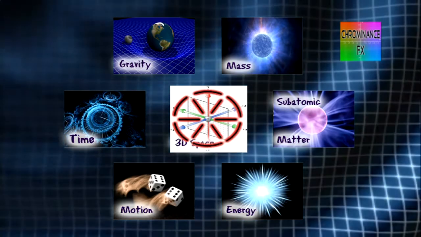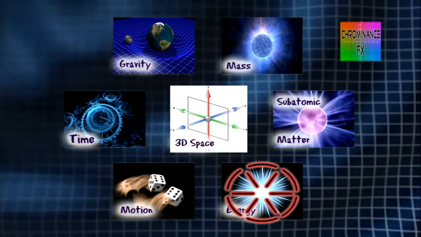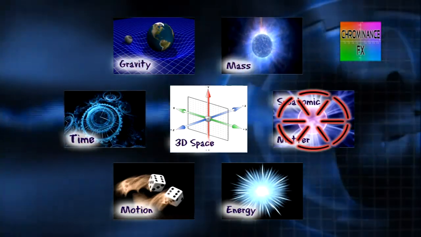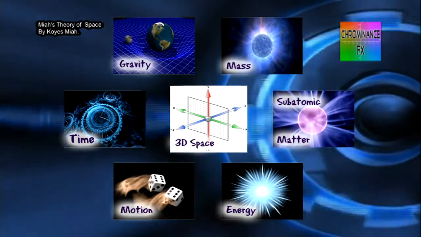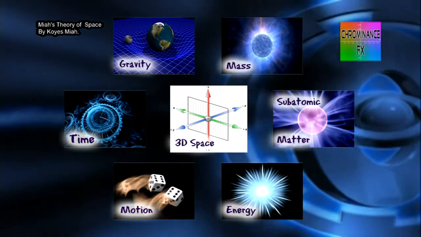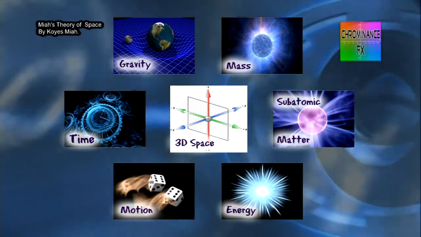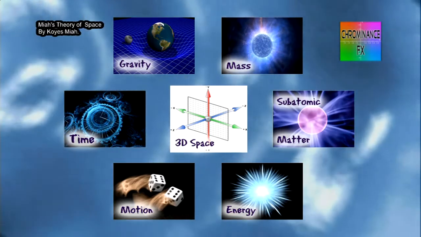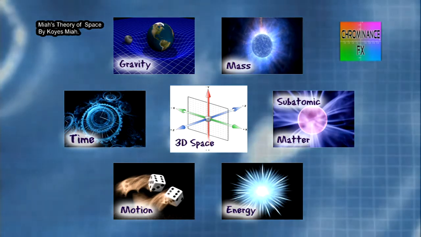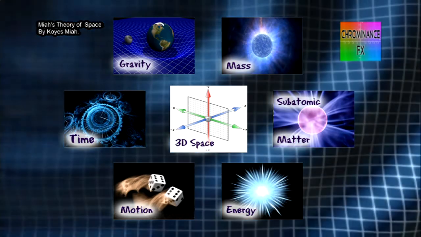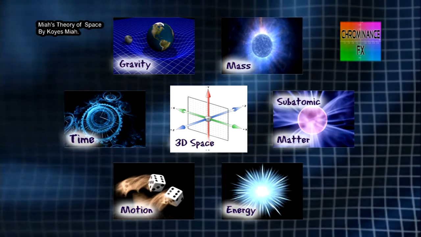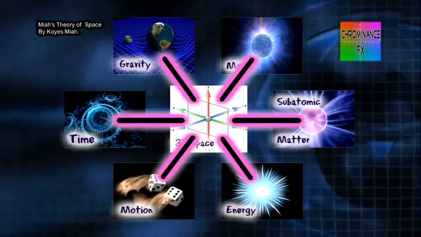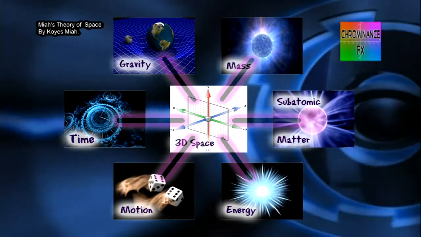The ingredients are three-dimensional space, energy, motion, time, gravity, mass and matter in the form of subatomic particles. There are other factors I didn't include, like electromagnetism and nuclear forces, because they will not be required at this time, as I am trying to keep things simple. If you look at this illustration, you will see that I have arranged them in a way that they all have direct link with their neighbors. They all exist within three-dimensional space.